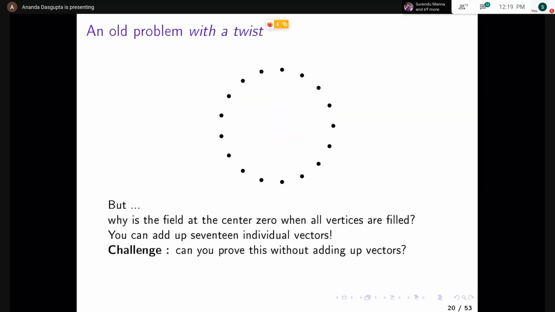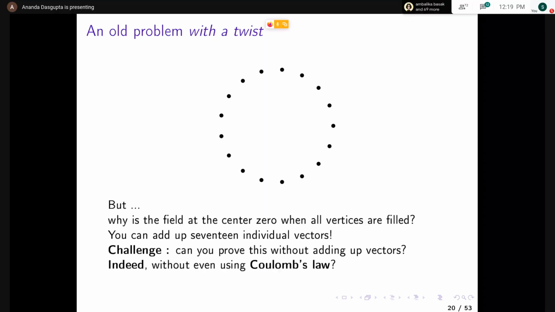But can you do this without adding up the vectors? After all, if you're adding up 17 vectors, why don't you add up 16 of them and find out the answer directly? Can you prove that the field at the center will vanish without adding up vectors? Indeed, without even using Coulomb's law. You don't need any law for this except symmetry.